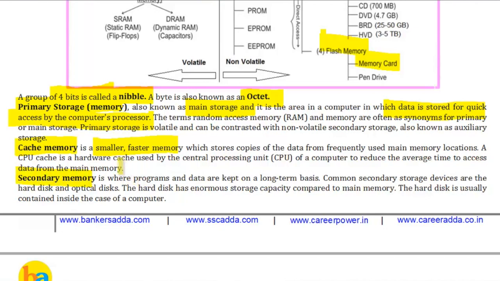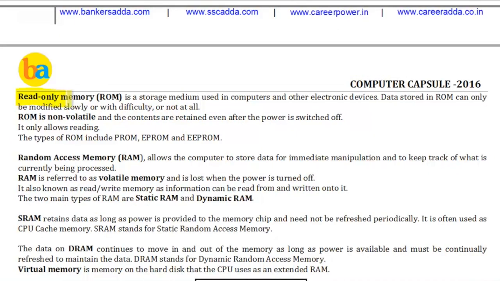And secondary memory. Remember, secondary memory is a kind of non-volatile memory, whereas primary memory is a kind of volatile storage. Now, what is meant by these two terms, volatile or non-volatile? This means that when the power is lost, a volatile memory's content can also be lost, whereas a secondary memory, which is non-volatile, with the loss of power, its content will be unharmed. Then, ROM is abbreviation for read-only memory, and it is a storage medium used in computer and other electronic devices. ROM is non-volatile, that means its content are retained even if the power is switched off.